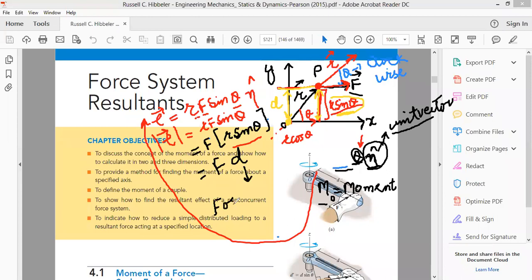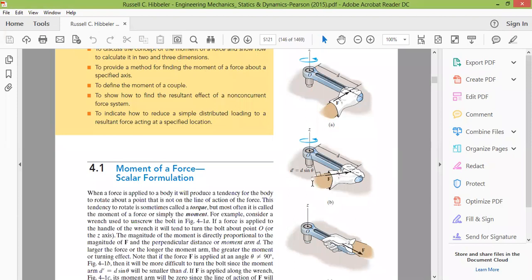So we say the magnitude of the torque is force into force arm, which is also called the moment about point O, because we are measuring this moment about an axis passing through point O. So we say moment about point O is equal to force into force arm. This is the first introduction to the force system resultants. This is what the diagram states, and this is how we measure the torque.